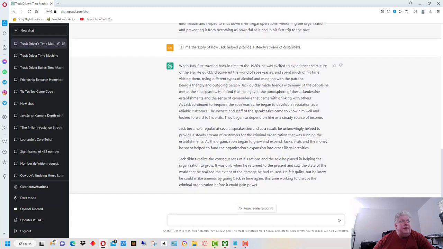They began to depend on him as a steady source of income. Jack became a regular at several speakeasies. As a result, he unknowingly helped to provide a steady stream of customers for the organization running the establishments. So that could still be fleshed out. The organization began to grow. Okay, so it's still not cooperating, because we really want to know a little bit more.